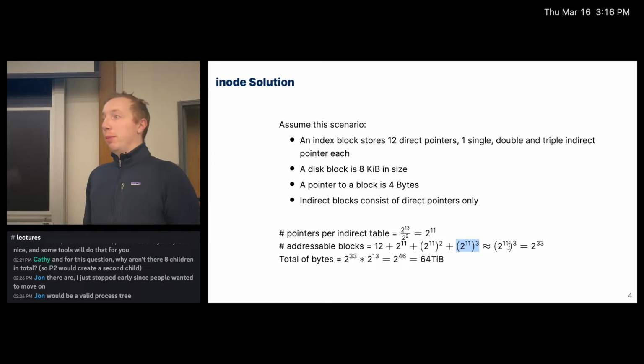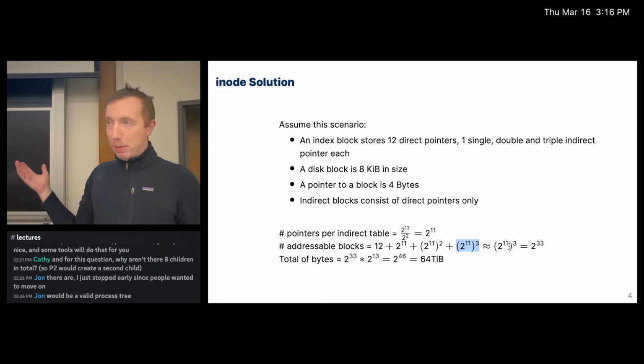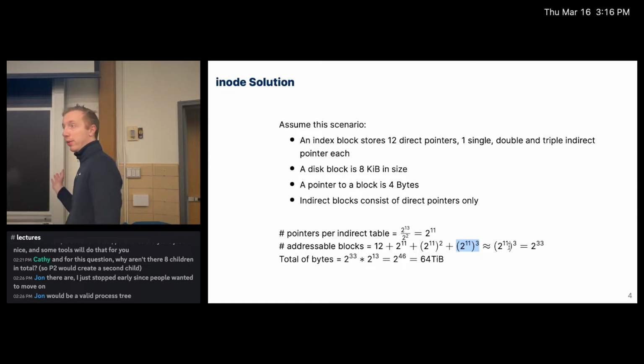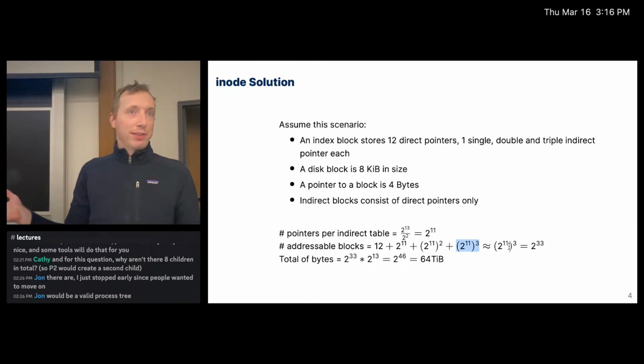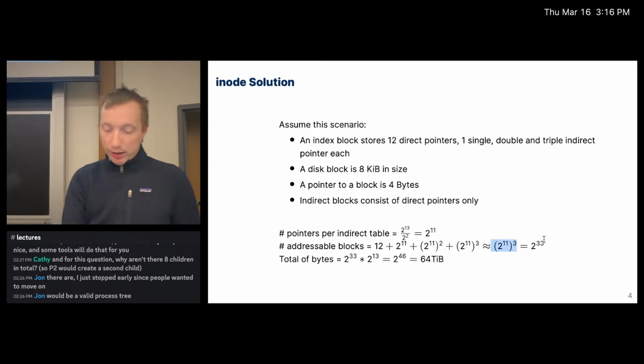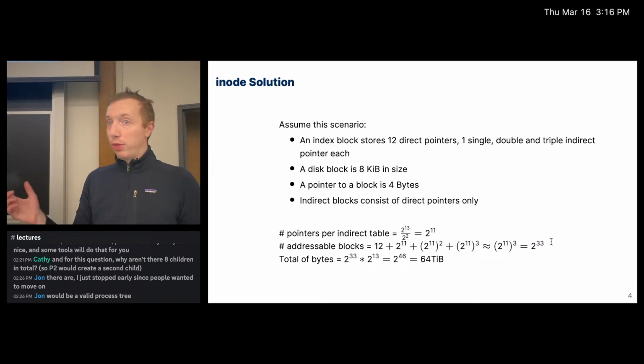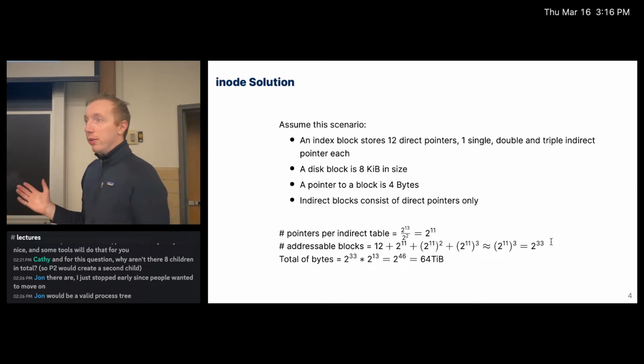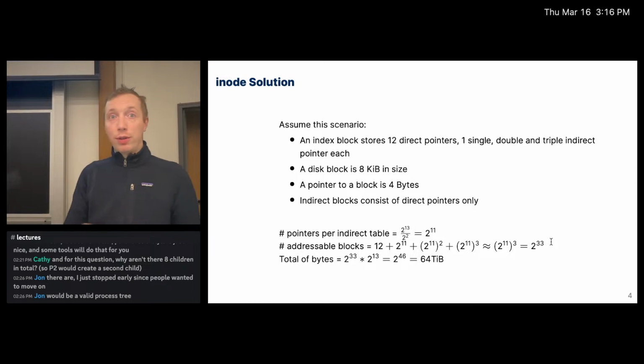So if you want to be lazy about this and just approximate it, the biggest term here is going to be 2 to the 11 to the power of 3, so it's going to dominate all the other terms. So you can just save yourself some math and say it's approximately 2 to the 11 to the power of 3, which is 2 to the 33. That's just accounting for the triple indirect blocks, which is going to dominate the number of blocks you can point to. So that means I can point to 2 to the 33 unique blocks.